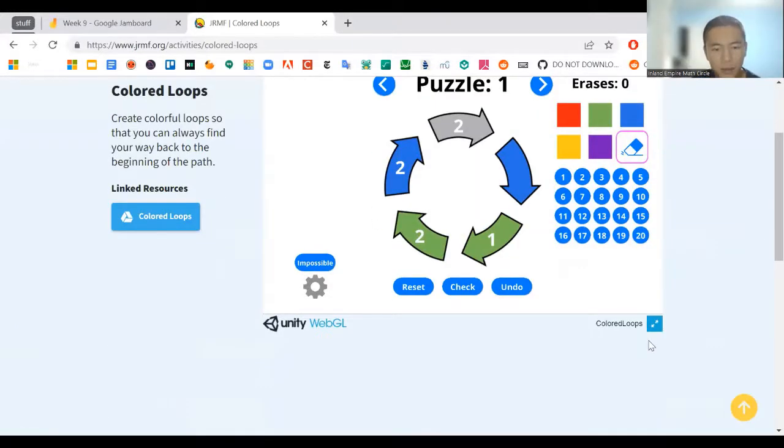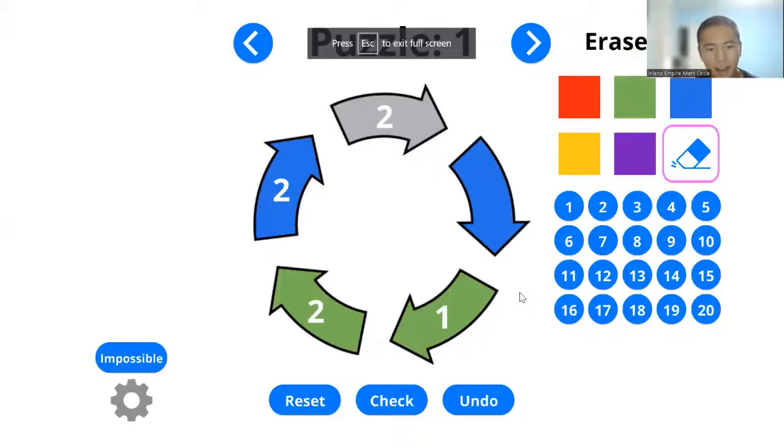Right, so today we are doing a puzzle called Colored Loops. And it's fairly straightforward. So basically you want to start on one colored arrow and go all the way around until you reach the same arrow again. And you have to follow the number written on that arrow.